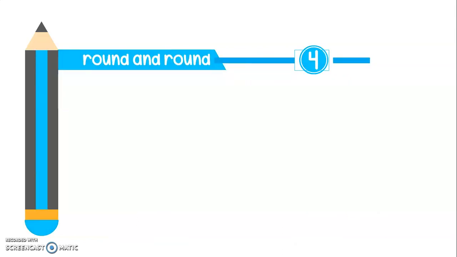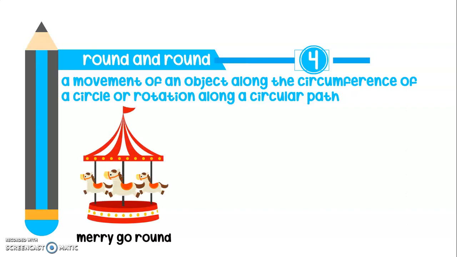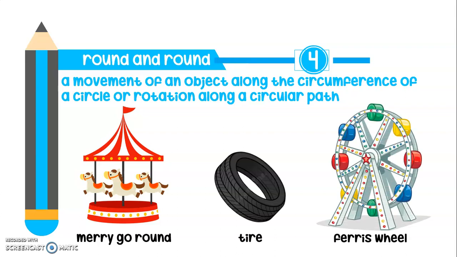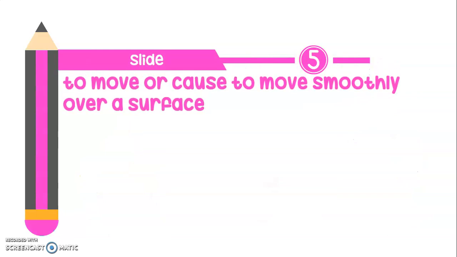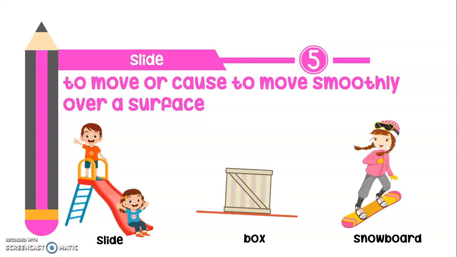Now, round and round motion. A movement of an object along the circumference of a circle, or rotation along a circular path. For example, the merry-go-round, the tire, and the Ferris wheel. And then slide means to move or cause to move smoothly over a surface. For example, a slide, a box, and a snowboard.